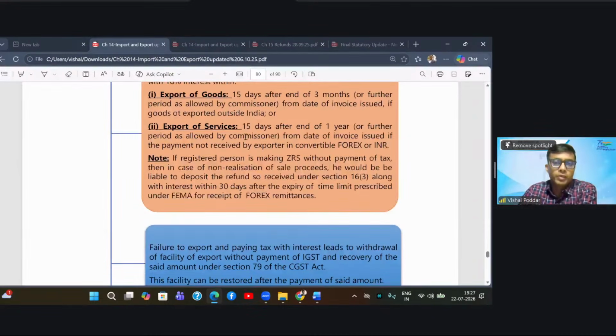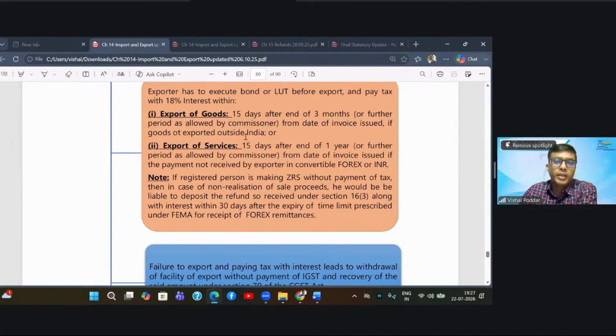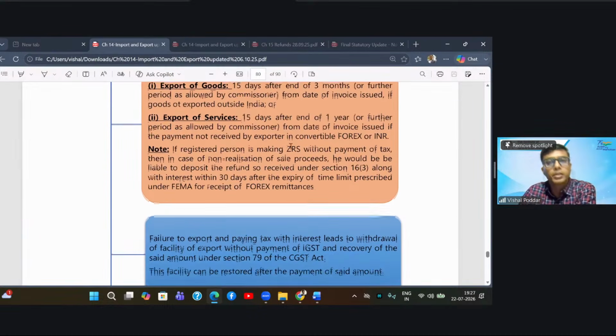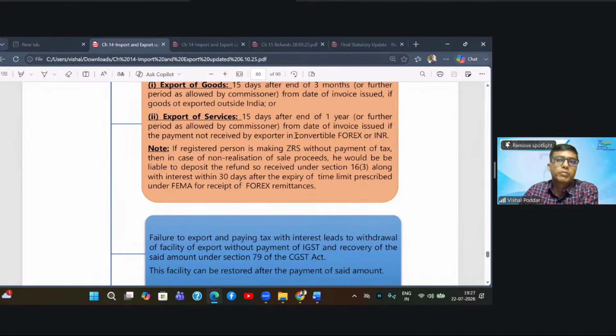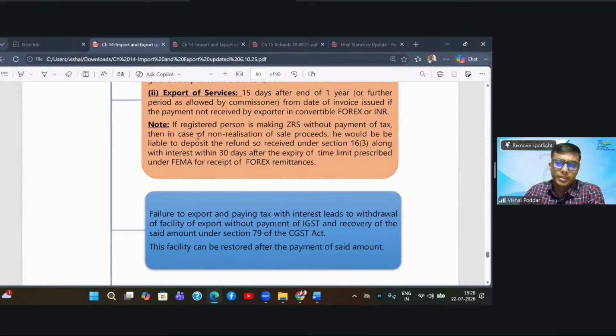Similarly, for export of services, I will be required to pay tax and 18% interest within 15 days after the end of 1 year from the date of invoice if I have not received the money in convertible foreign exchange. As we saw, this is part of the definition of export of service, that the money should have been received in convertible foreign exchange. So where the money is not received up to 1 year, I'll have to pay the tax with interest.